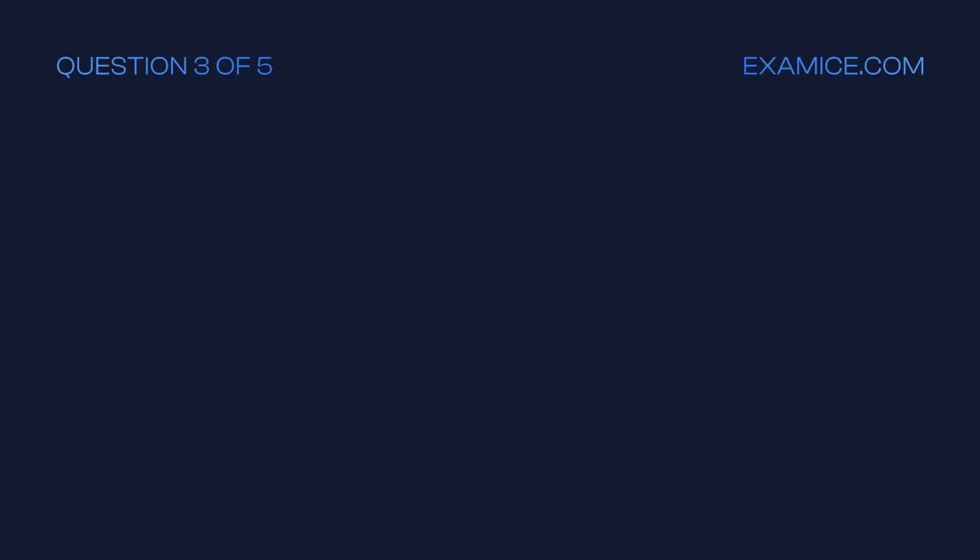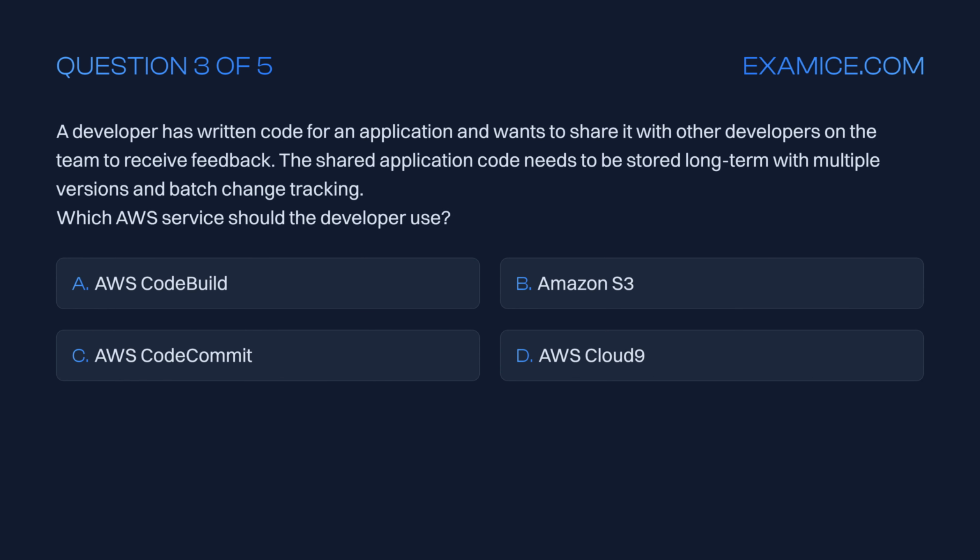Question 3. A developer has written code for an application and wants to share it with other developers on the team to receive feedback. The shared application code needs to be stored long-term with multiple versions and batch change tracking. Which AWS service should the developer use? Option A, AWS CodeBuild. Option B, Amazon S3. Option C, AWS CodeCommit. Option D, AWS Cloud9.